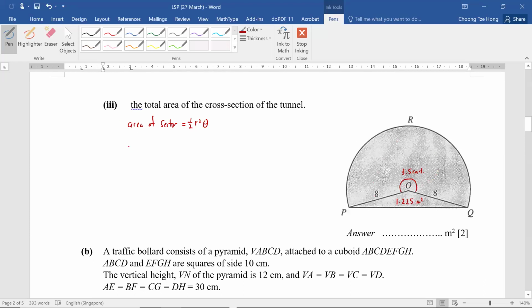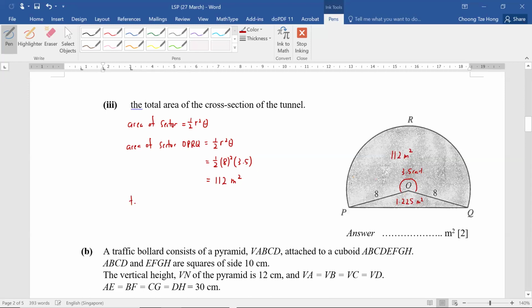So let's do that. Area of sector OPRQ equals half r squared theta. So over here, half, 8 squared, and theta will be 3.5. This will give us an answer of 112 meters squared. So you just need to add up the 2 areas.